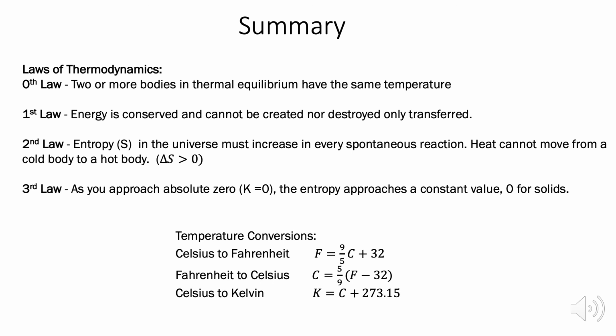The 2nd law says that heat goes from hot to cold. And the 3rd law says as you approach absolute zero, the entropy approaches a constant value. That's just a fancy way of saying that the lowest temperature that we can reach in the universe is 0 degrees Kelvin. After we talked about the laws of thermodynamics, we talked about how to convert between temperatures, and I have those equations at the bottom. And then we talked about the difference between temperature and heat.